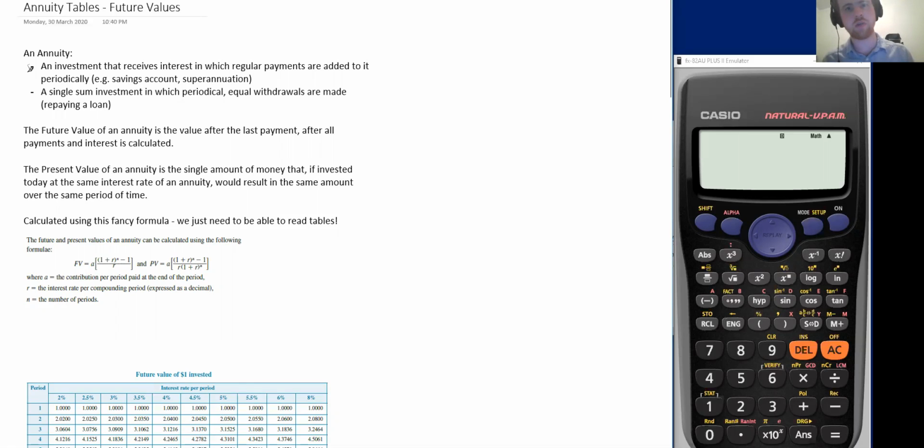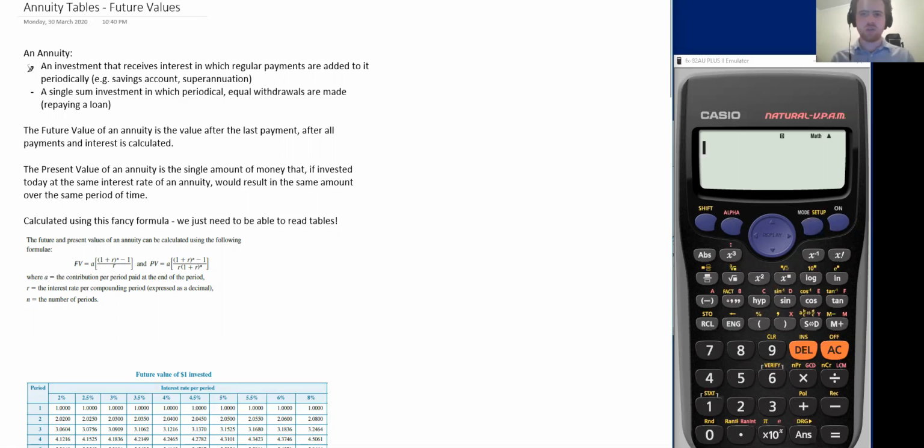Another example of an annuity, which we'll be looking at in a few lessons' time, is a single sum investment from which periodical equal withdrawals are made. So instead of adding money into it, you're taking money out of it. An example of this is repaying a loan. So that is what an annuity is.